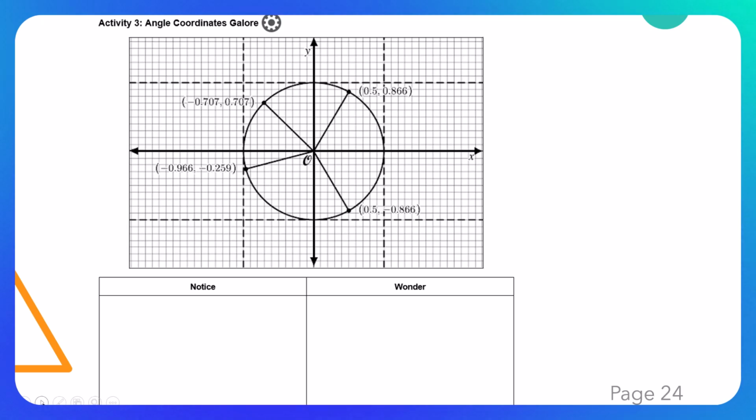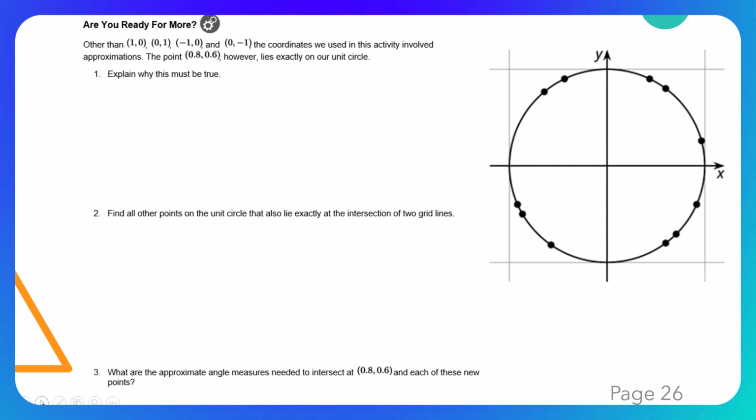All right. In this activity on page 24, take a few minutes to write down something that you notice and something that you wonder. All right, we're going to be looking closely at the unit circle.